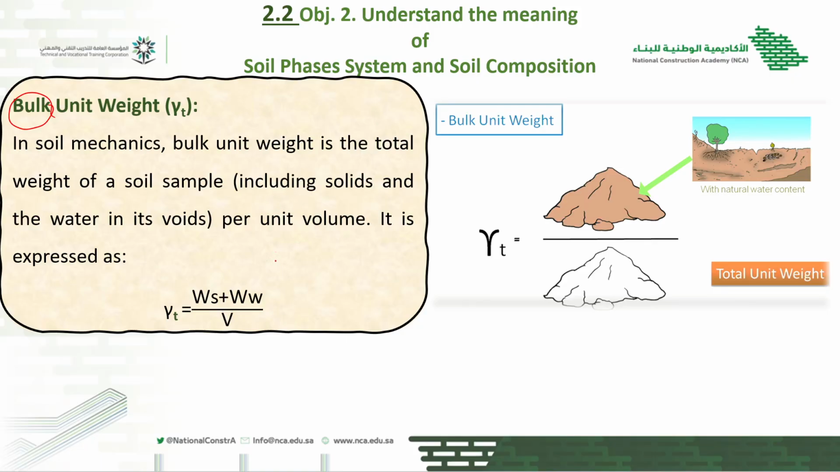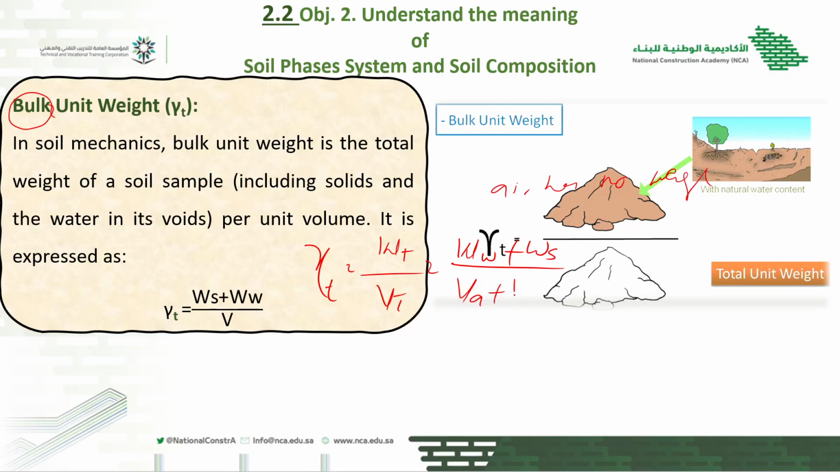Sorry, so it is the unit weight, the bulk unit weight, and it is denoted by γ. It is total weight divided by total volume. So what is total weight? Weight of water plus weight of solid, and we already know air has no weight. So what is total volume? Volume of air plus volume of water plus volume of solid. So this is called the bulk unit weight or simply unit weight.